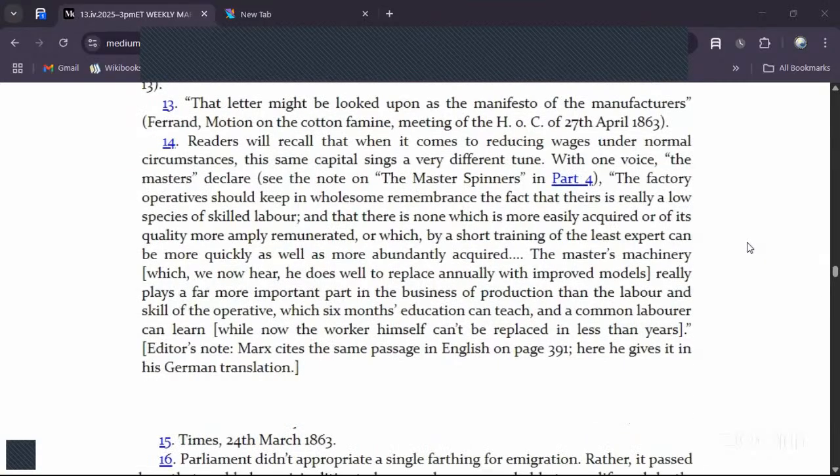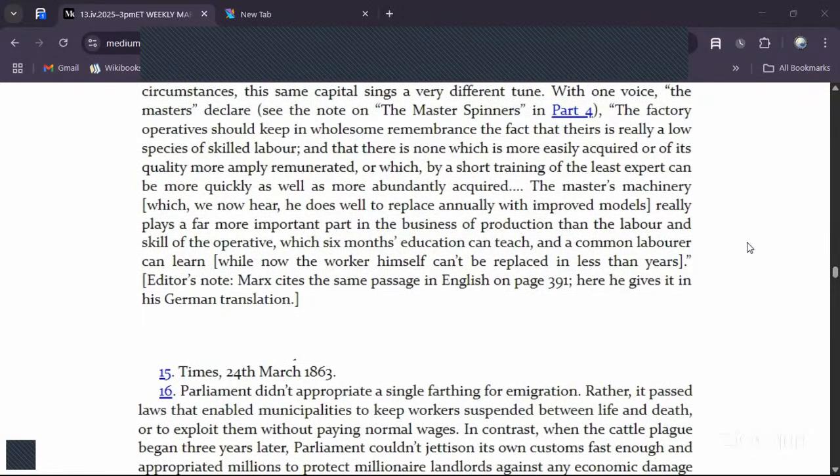The master's machinery, which we now hear he does well to replace annually with improved models, really plays a more important part in the business of production than the labor and skill of the operative, which 6 months' education can teach and a common laborer can earn.